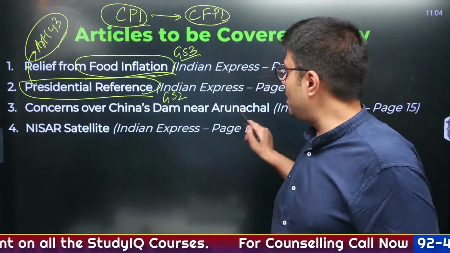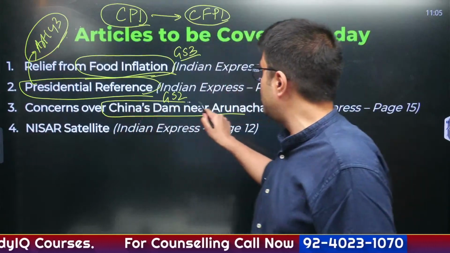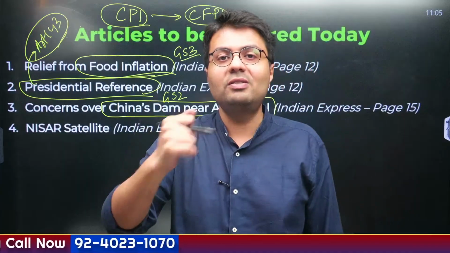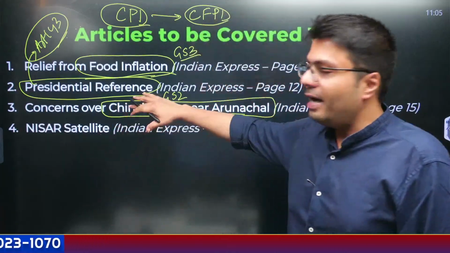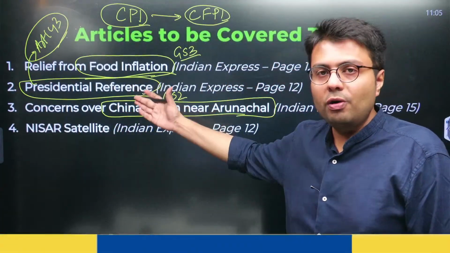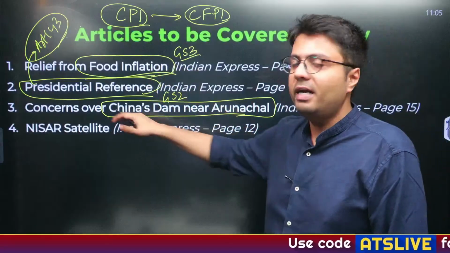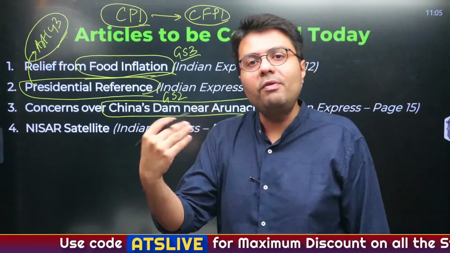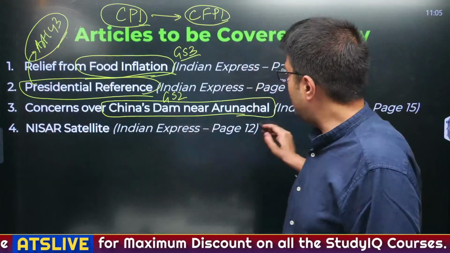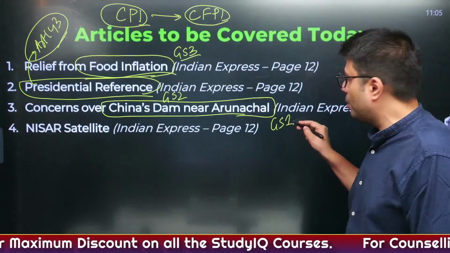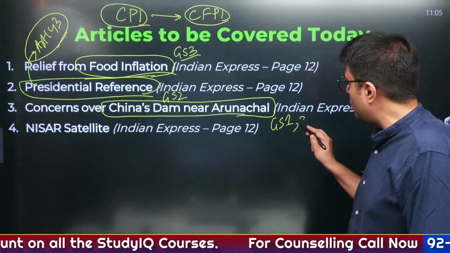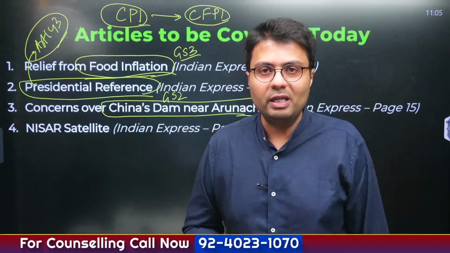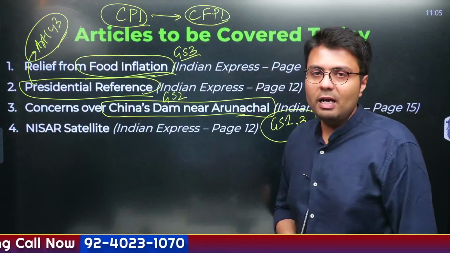In the third article, we are going to cover concerns over the Chinese dam that has been built very near the borders with India, near the Arunachal Pradesh state. So we'll try to understand the ecological, geographical and social concerns associated with this dam project and what India can do to alleviate some of these concerns. Okay. So this is relevant from GS paper 1, particularly from the geography side, but also from the GS paper 3 perspective, because it impacts the environment of the region, right? So GS paper 3 is the relevant paper here.